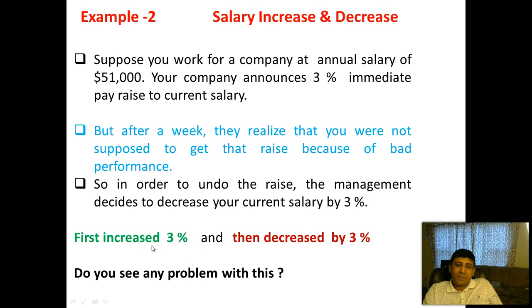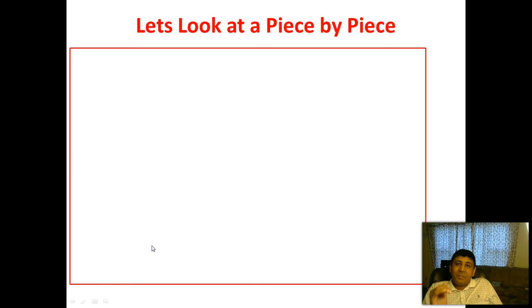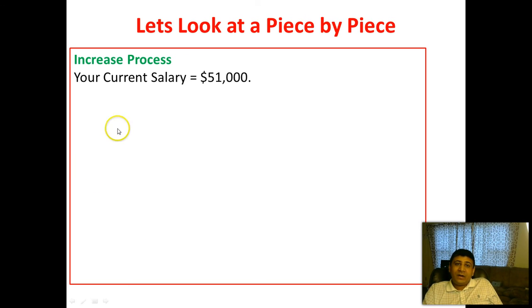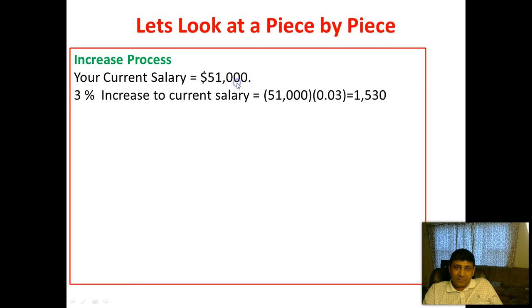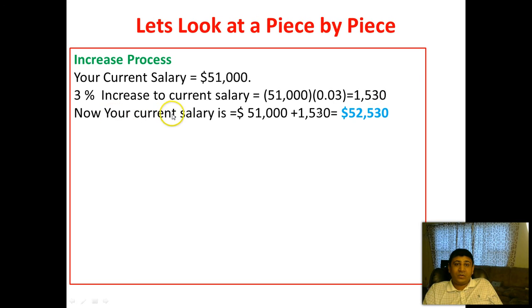Now let's look at it from a mathematical point of view, piece by piece. The increase process: your current salary is 51,000. They said, hey, you are getting a 3% increase. So 3% will be 51,000 times 0.03, so you get 1530 as your raise. So what is your current salary now? 51,000 plus 1530 comes out to be $52,530. So this is your salary for a week. You are very happy about it.